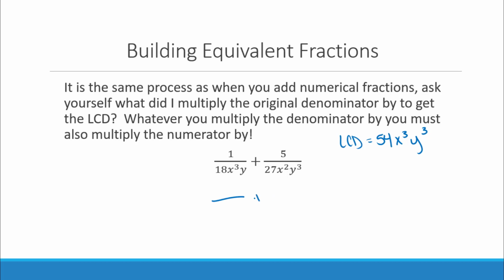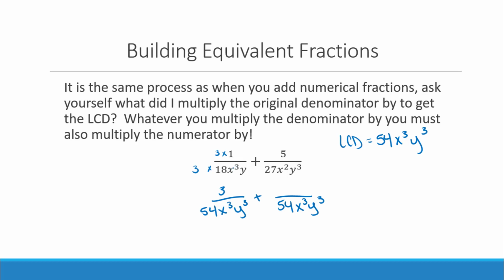So we would draw our fraction bars and put that least common denominator at the bottom. I'd put 54, x to the third, y to the third at the bottom. Now, how did I go from 18 to 54? Well, to go from 18 to 54, you are multiplying by 3. So whatever you do down here, if I have to times this one by 3, I have to times this one by 3 as well. So 1 times 3 gives me 3.